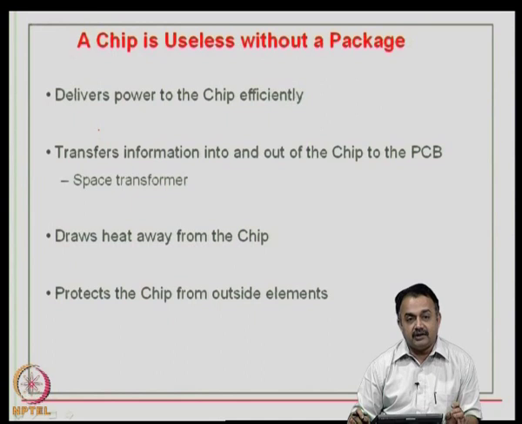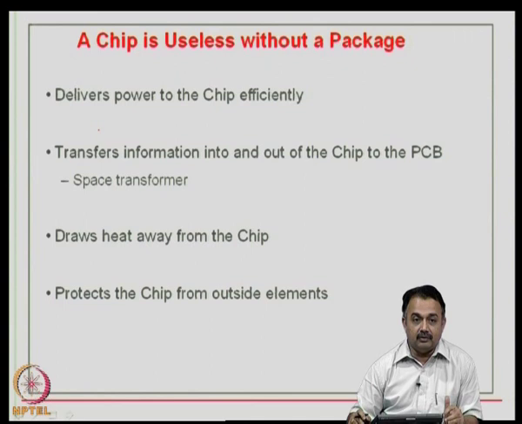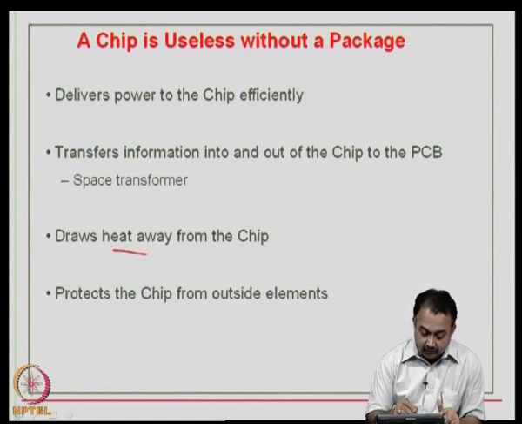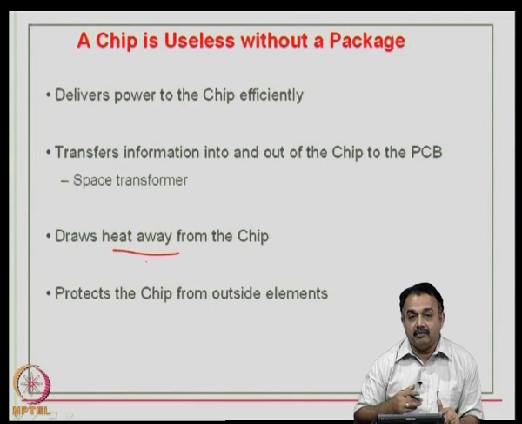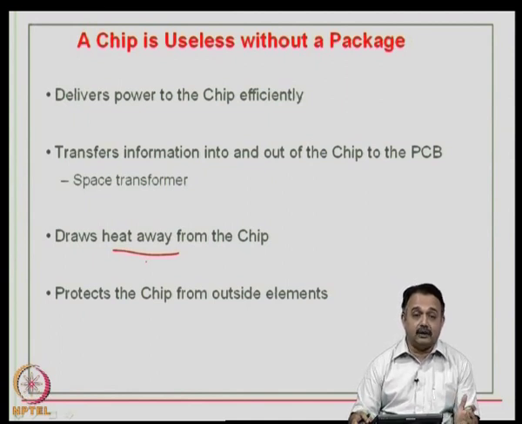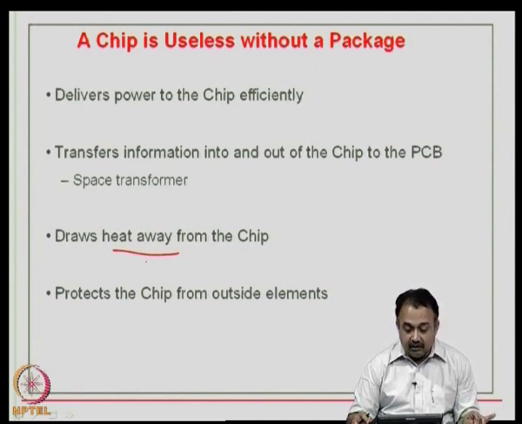You can utilize a space transformer from the die to the package, like a BGA or a QFP or a J-bend lead frame and so on. So, it transfers information into and out of the chip to the system level printed wiring board or the printed circuit board, and draws heat away from the chip. The package plays a very important role in removing some of the heat away from the chip, so that the die does not crack when it is powered up if there is insufficient cooling, and it protects the chip from outside elements.